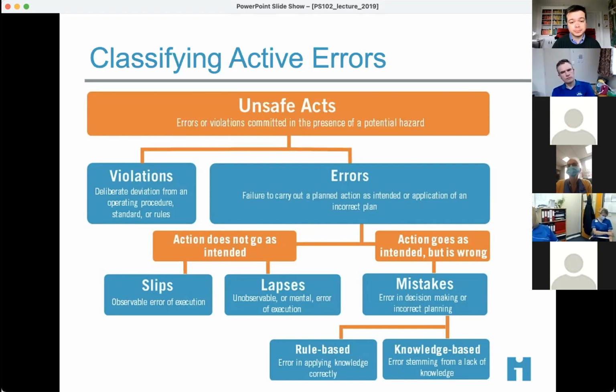That would be a slip. A lapse would be where there is a mental or physical lapse in concentration, or just where you didn't quite do something because of your concentration, for example, and that ended up with an unintended consequence. And then actions can go as intended, but they're actually the wrong things to do in the first place. So you have a set of different options in front of you, and you choose the wrong one, and you execute it correctly, but it's the wrong thing, and therefore it ends up with the wrong outcome.